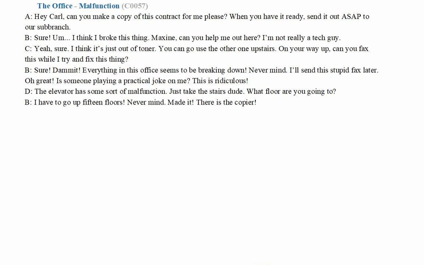I'll send the stupid fax later. Oh, great. Is someone playing a practical joke on me? This is ridiculous. The elevator has some sort of malfunction. Just take the stairs, dude. What floor are you going to? I have to go up 15 floors. Never mind. Made it. There's a copier. No!